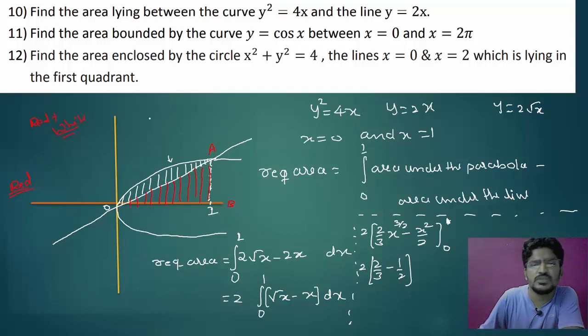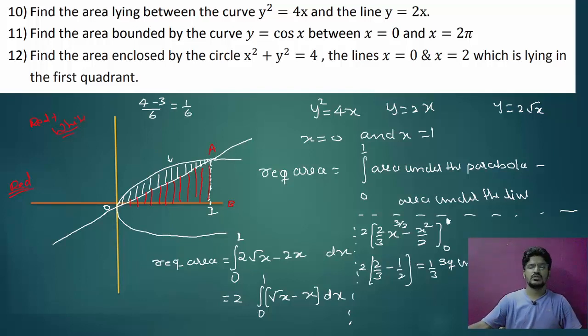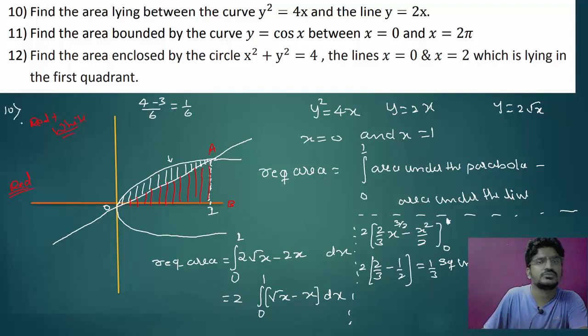Okay. So you simplify 2 by 3 minus 1 by 2, that will be (4 minus 3) divided by 6, that will be 1 by 6. So 1 by 6 multiplied with 2 will be equal to 1 by 3 square units. 1 by 3 square units will be your required answer. Okay. This is all about your problem number 10.